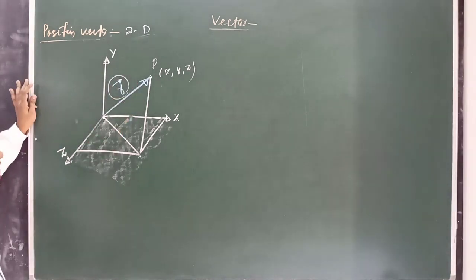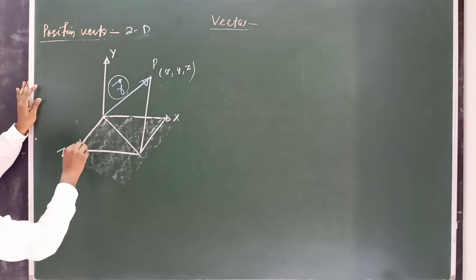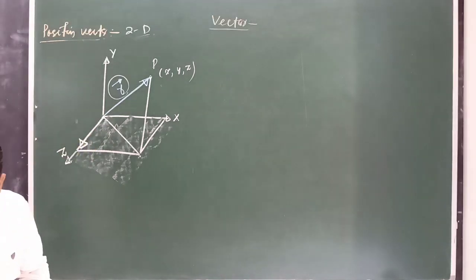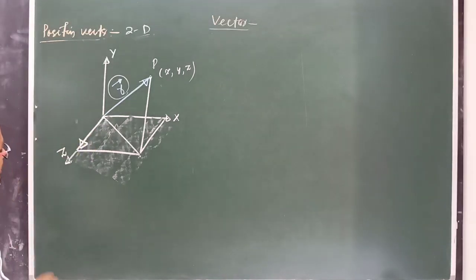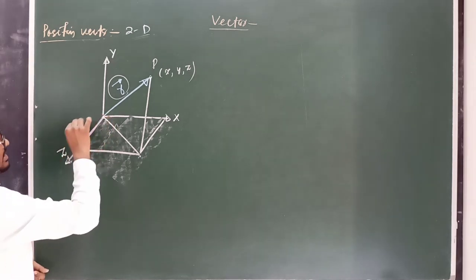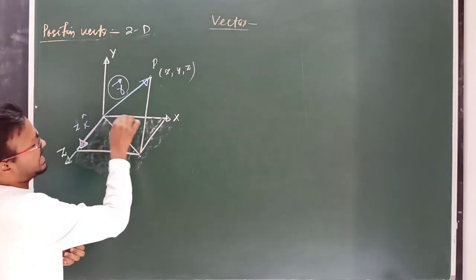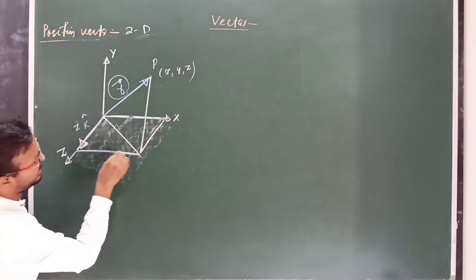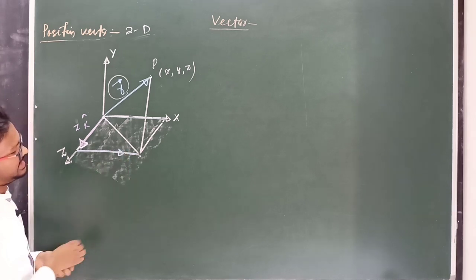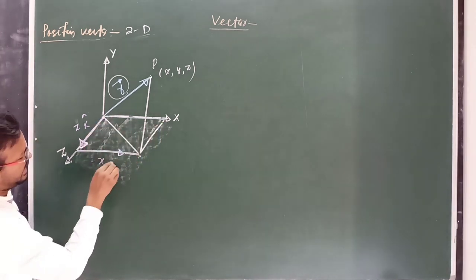First we have to come along the z axis, then first the z axis I am writing here z k cap, then this is the x axis, so you can write here x axis x i cap.